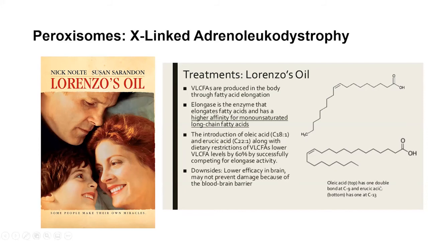And they discovered that if you give oleic acid to these people, you competitively inhibit the activity of these elongases that produce the very long-chain fatty acids. So essentially, giving oleic acid, giving olive oil, is able to slow the progression of the disease and somewhat improve the symptoms. That's why they call it Lorenzo's oil, because the boy's name was Lorenzo. Basically, olive oil was able to help treat his disease. So, an interesting bit of 1980s pop culture, a movie from the 1980s.